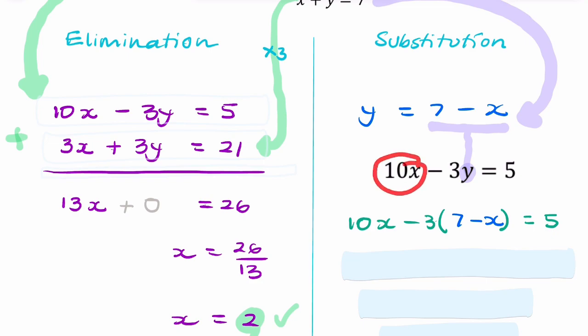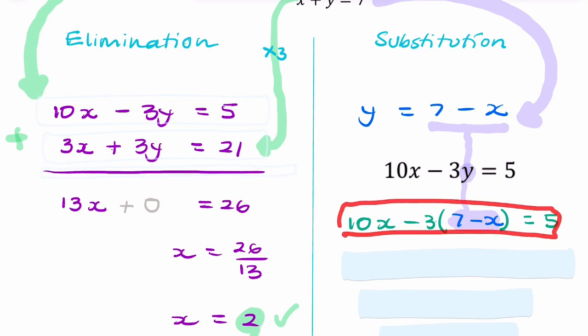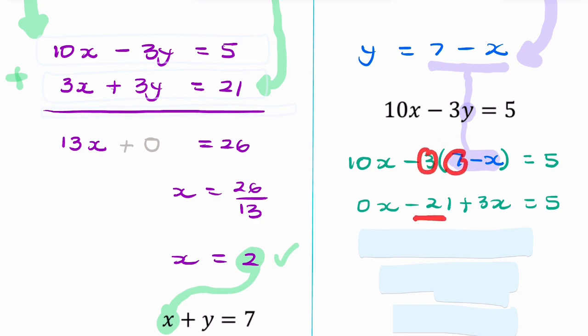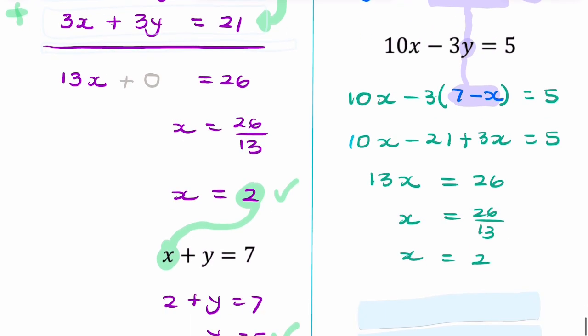So you have your 10x, that's your 3, and now we're going to replace y with 7 minus x. Now your expression doesn't contain any y's in it. You can simply multiply this, so negative 3 times 7 is negative 21, negative 3 times negative x is plus 3x, and then keep rearranging, divide both sides by 13, and we have x equals 2.